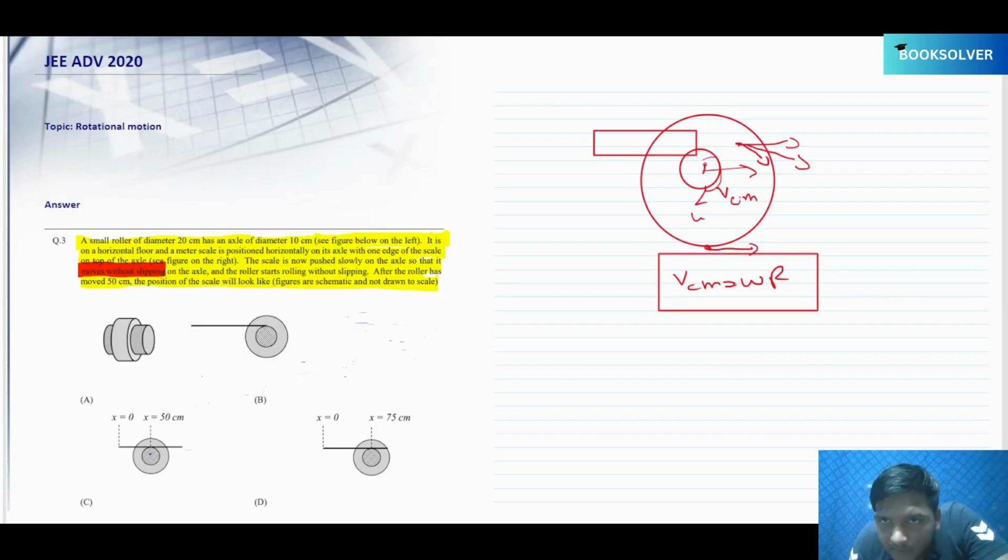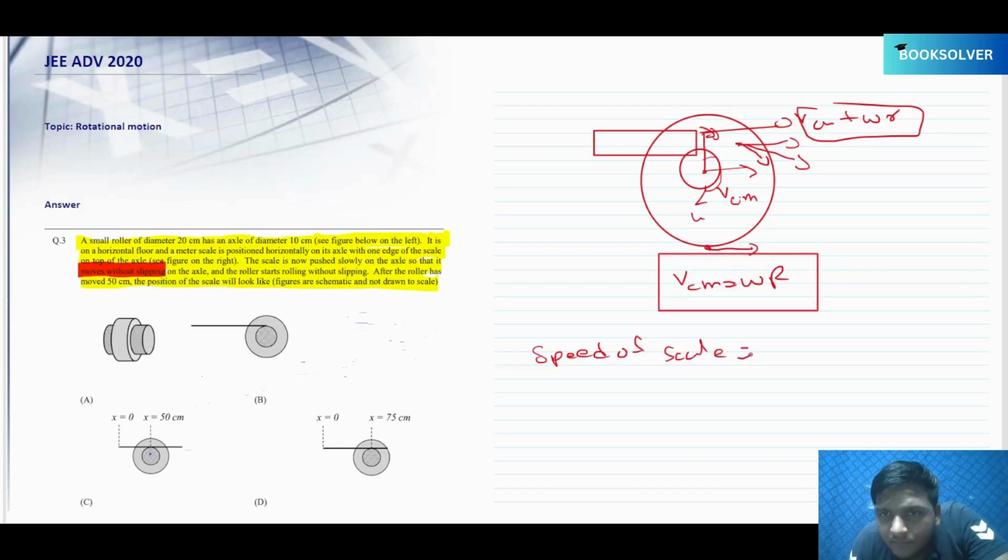But for some parts like this, which is at the perpendicular, it will be vcm. Vcm is acting in this direction. Also, the omega r is acting in this direction. Omega r, I mean the small r, which is the distance from the center. So hence, what is the net speed of our scale? Speed of scale is equal to v plus omega r. Okay, and v is nothing but equal to omega capital R.